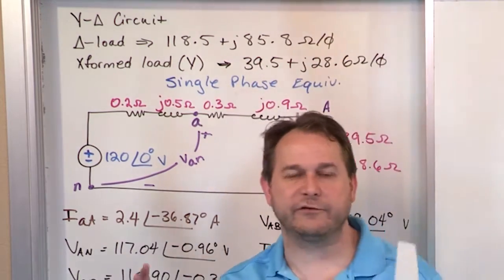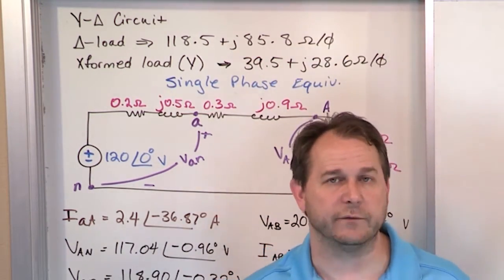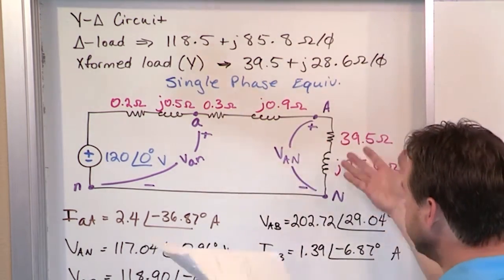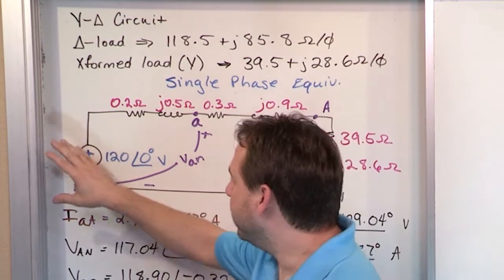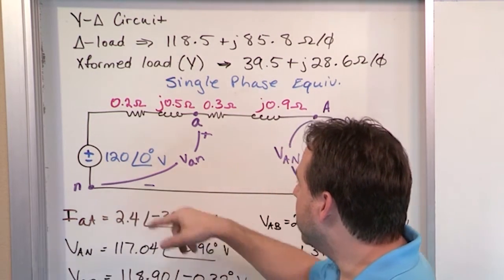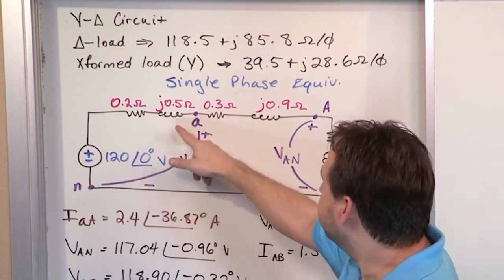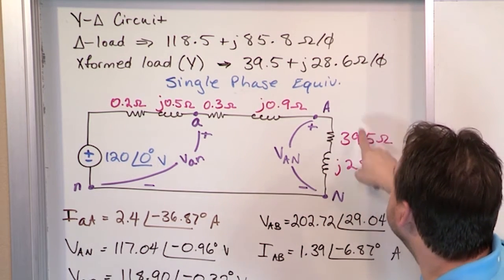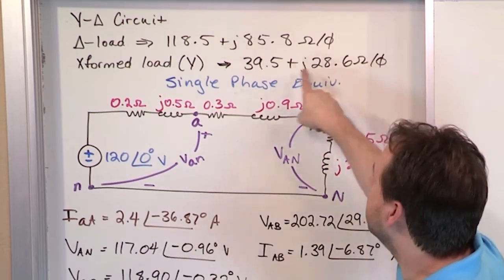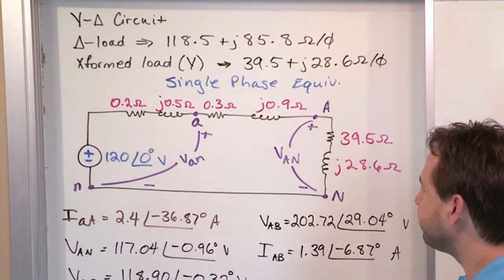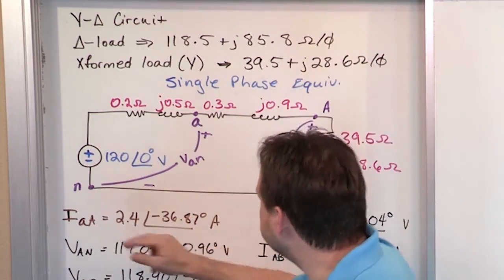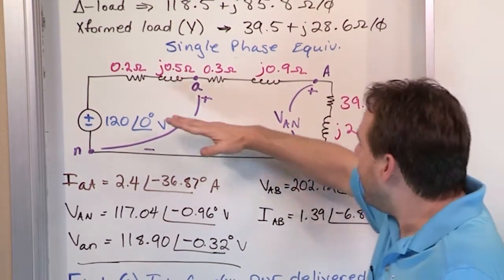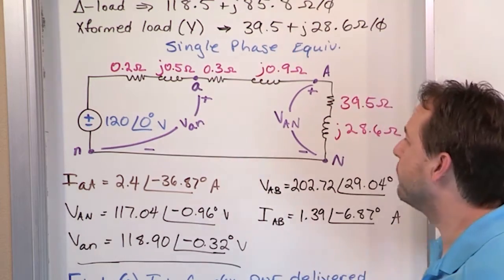Now we have to change our delta loads to equivalent Y loads in order to write a single phase equivalent circuit. So in that previous problem, we wrote the single phase equivalent circuit, which is given to you here. The source voltage is 120 angle 0. Here's the source impedance. Here's the line impedance. The load impedance, the 39.5 and the j28.6, that's exactly what we calculated here from the original problem statement. And then we have VAN marked off, and VAN on the other side marked off. And then again, we were given all of these. We calculated these values in the previous part of the problem.